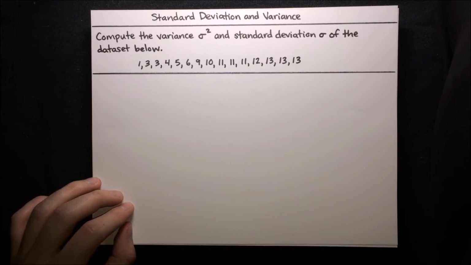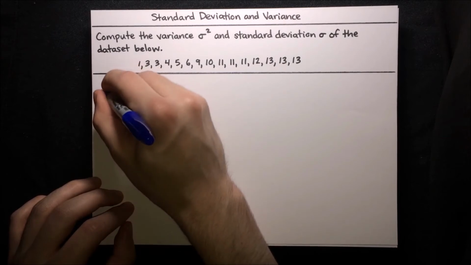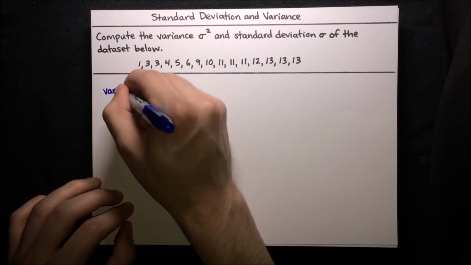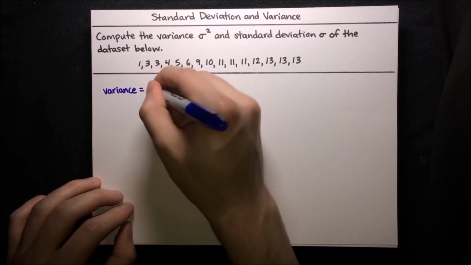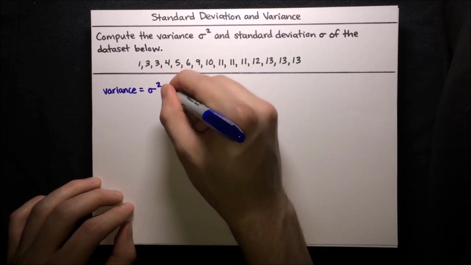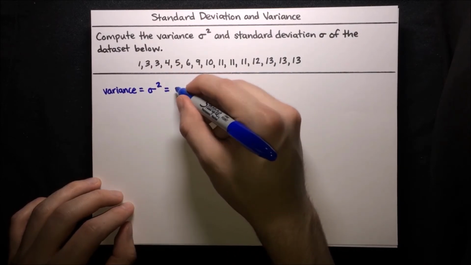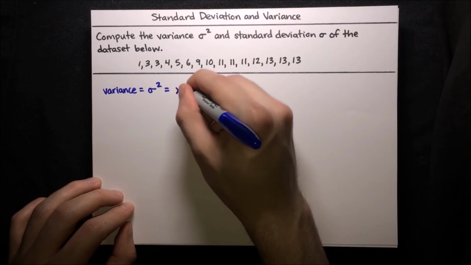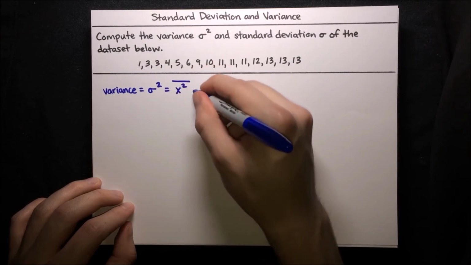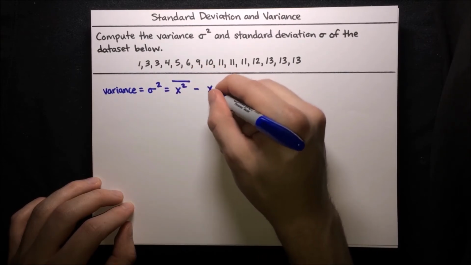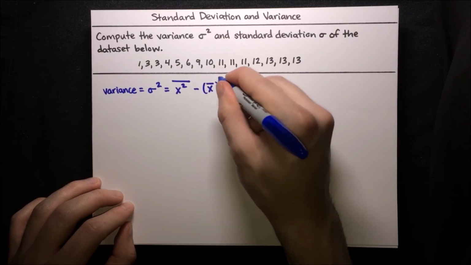But thankfully, there's another formula that we can use for variance, and it goes like this. So variance, or sigma squared, can also be computed as the mean of the squared values minus the mean squared.